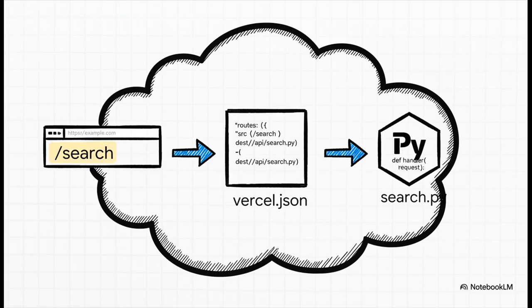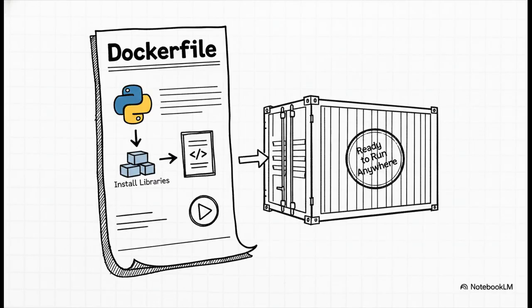Okay, next up, Docker. A Dockerfile is basically a recipe. It tells Docker exactly how to build a neat little package of your app, a container. And the magic of this container is that it runs exactly the same, no matter where you put it. Your laptop, a server in the cloud, wherever. It finally, once and for all, solves that classic, infuriating problem of, but it works on my machine.